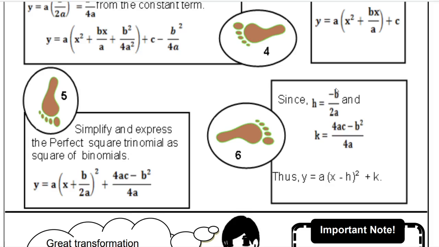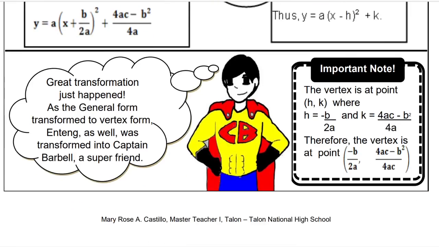So to find the vertex, we have negative b over 2a, your h, and your k is 4 times a times c minus b squared divided by 4 times a. So that's the formula in finding the vertex. From here, you have already transformed the general form into vertex form following the steps. Therefore, this is now your vertex. You just replace the values of a, b, and c here to get the vertex.